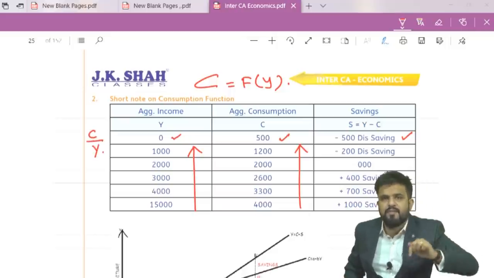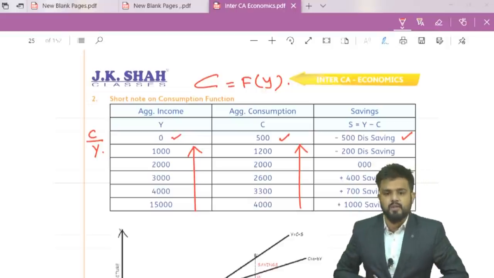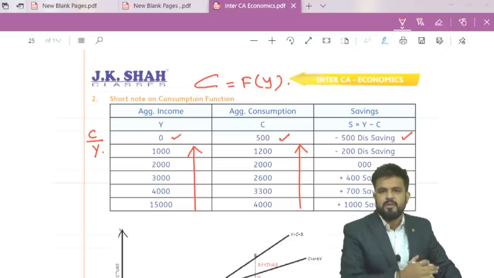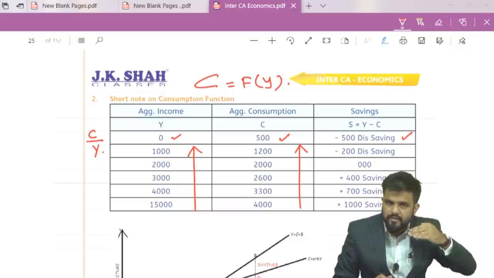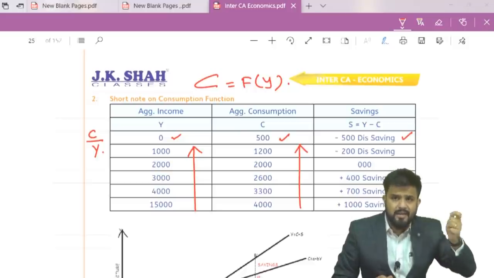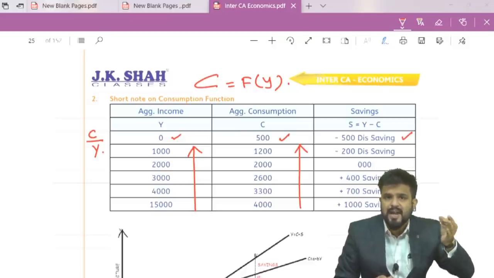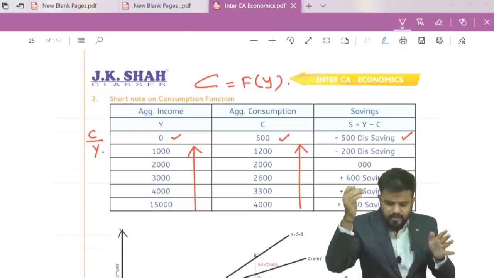1200 divided by 1000, 1.2. 2000 divided by 2000, answer is 1. Likewise, 2600 divided by 3000, if you do, the average consumption will fall. So what you should say, income increases, consumption also increases, but at diminishing rate. Savings increases at faster rate.